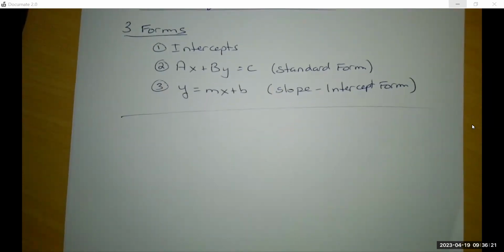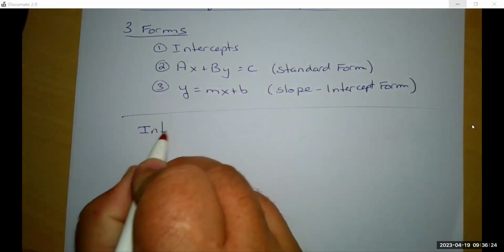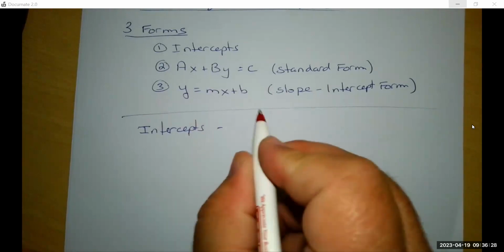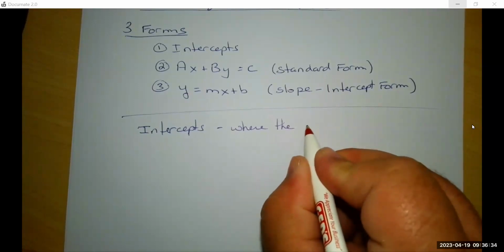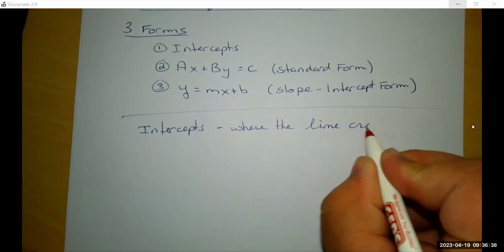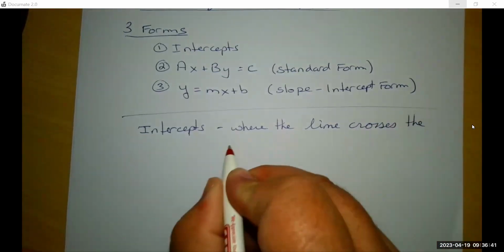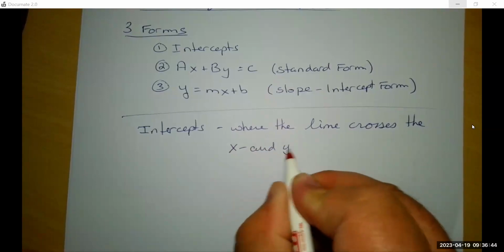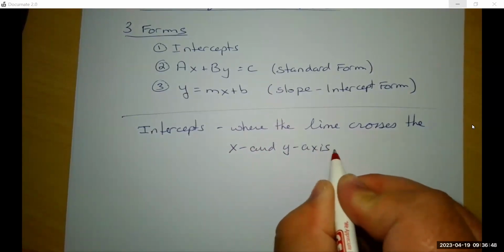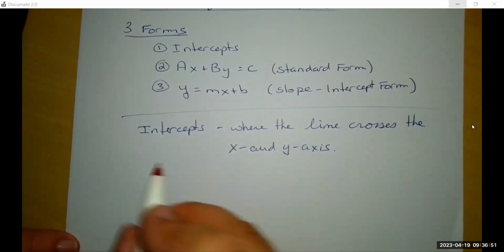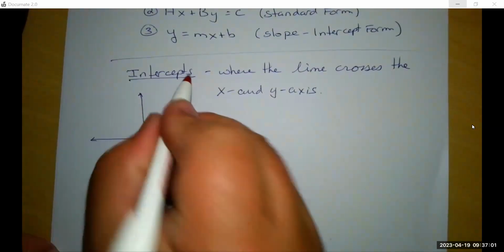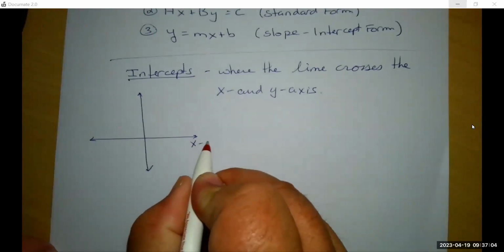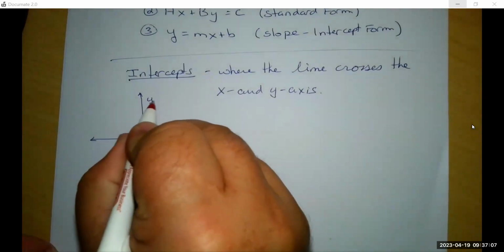All right, so let's begin. When we talk about intercepts, it's where the line crosses the x and y axis. Remember, the horizontal is the x-axis, and the vertical is the y-axis.